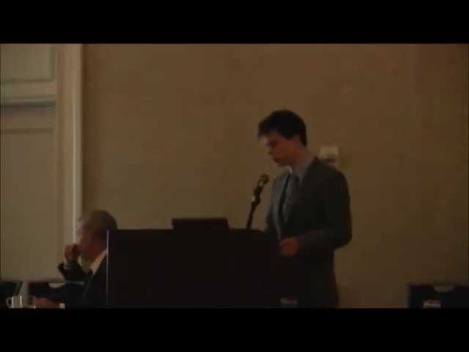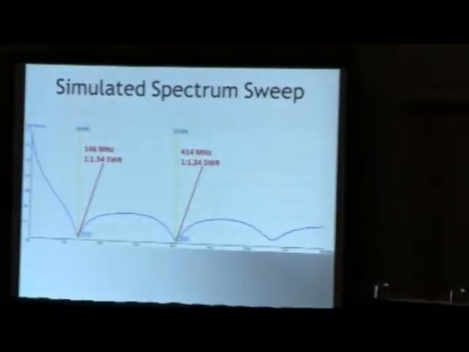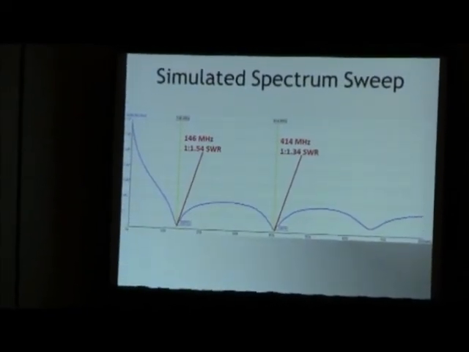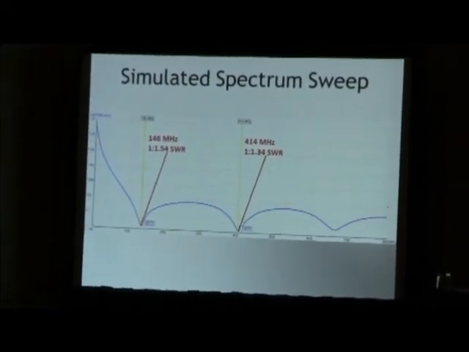So the next step for me was to perform a spectrum sweep. And by doing that, it would tell me where the antenna was close to being resonant. And here are the results of the simulated spectrum sweep. Once again, the dips in the graph indicate the least amount of reflected power, or those are the points at which the antenna is resonant.